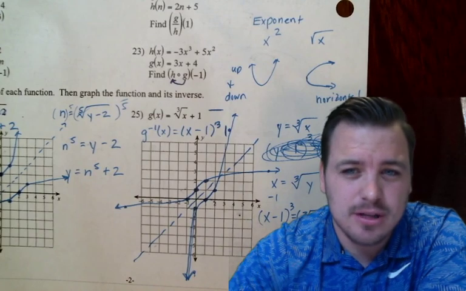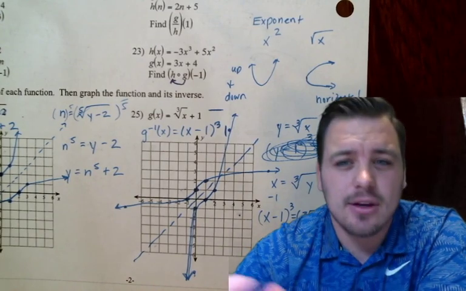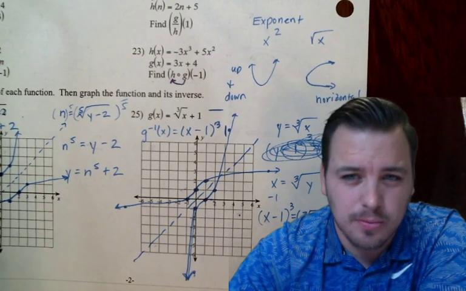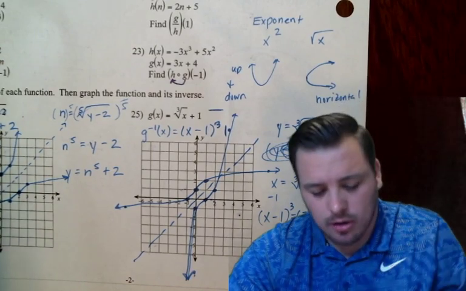You have 3 attempts. You have the rest of the day today. You have tomorrow to do it. It shouldn't take you very long at all to do it. Again, it's multiple choice. So that's that.